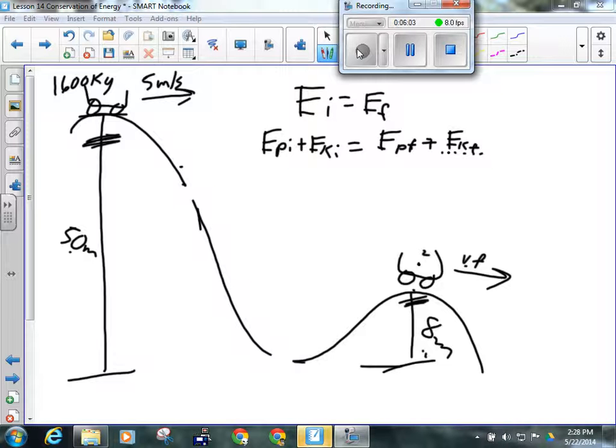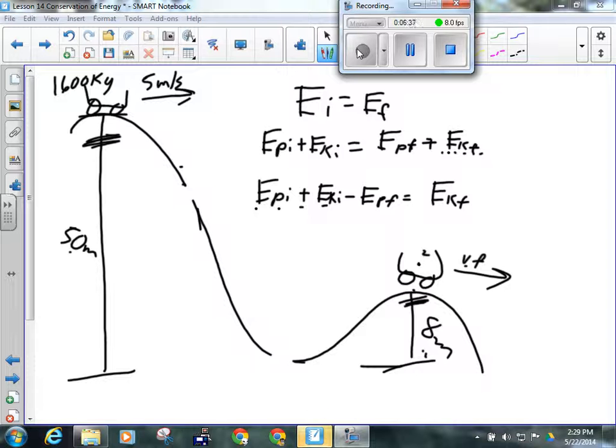If I'm adding EPF to EKF and I want to get EKF by itself, what do I do with this? Right, move it to the other side by subtracting it. So that's my first move. Now I have EPI plus EKI minus EPF equals EKF. We've done a calculation kind of like this before, when they gave the mechanical energy and the potential energy and asked us to calculate the kinetic. We just didn't have to do this first part before.